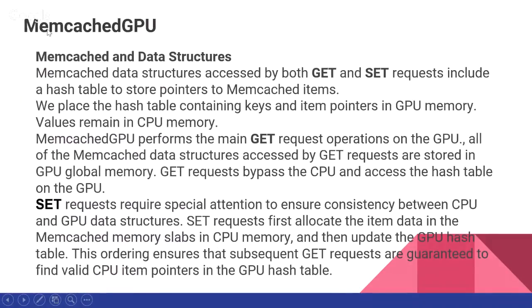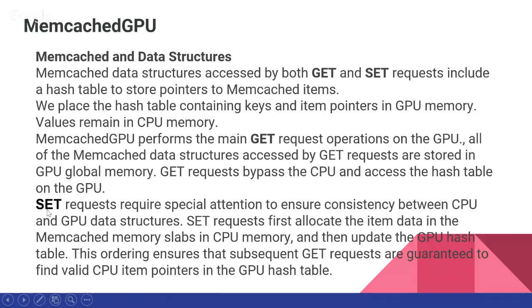So now I'm going to talk about MemcachedGPU. The data structures used by Memcached serve both get and set requests, and include a hash table to store pointers to Memcached items. We place the hash table containing keys and item pointers in GPU memory, and values remain in CPU memory. So the main get request operation is on the GPU, and all of the Memcached data structures accessed by get requests are stored in GPU global memory.